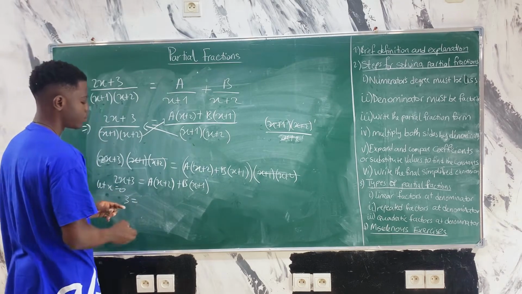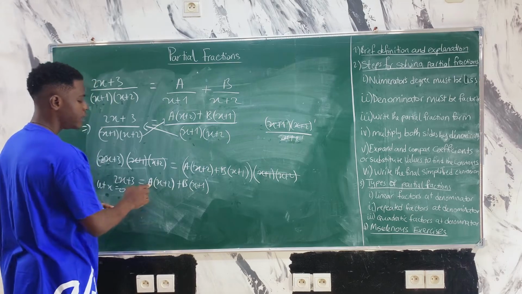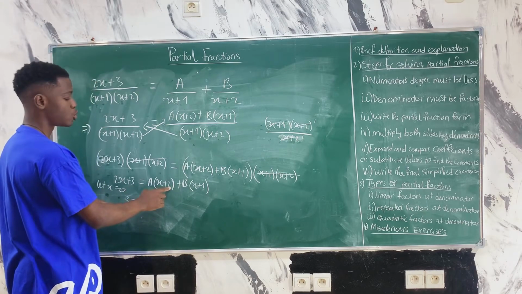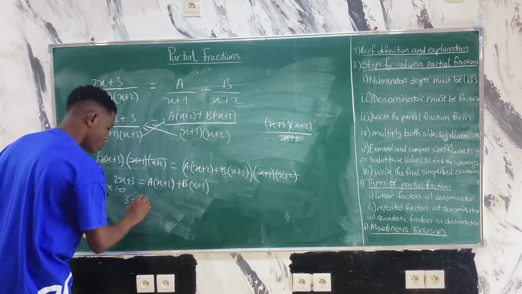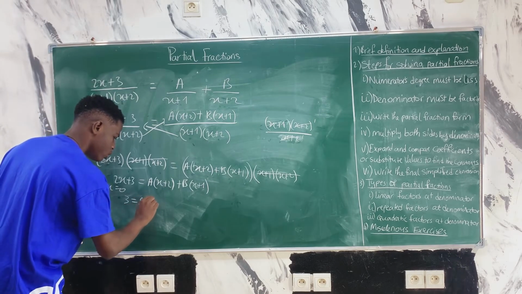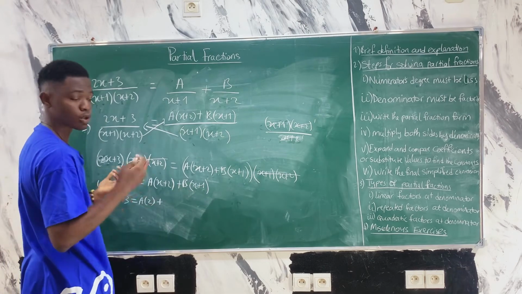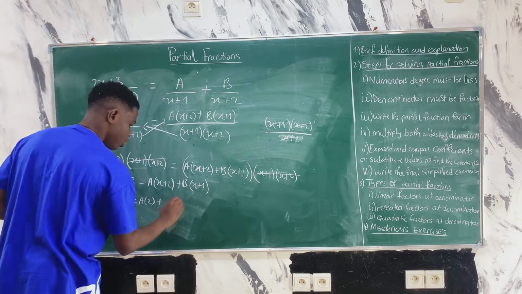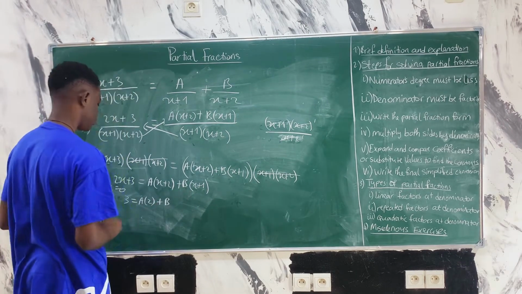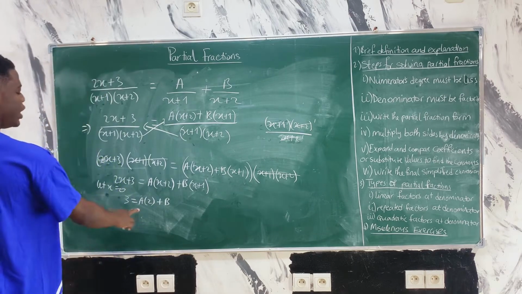Is equal to a into 0 plus 2. 0 plus 2 is 2, so it will be a into 2, plus b into 0 plus 1. 0 plus 1 is 1, so it's b into 1, or just b. A into 2.